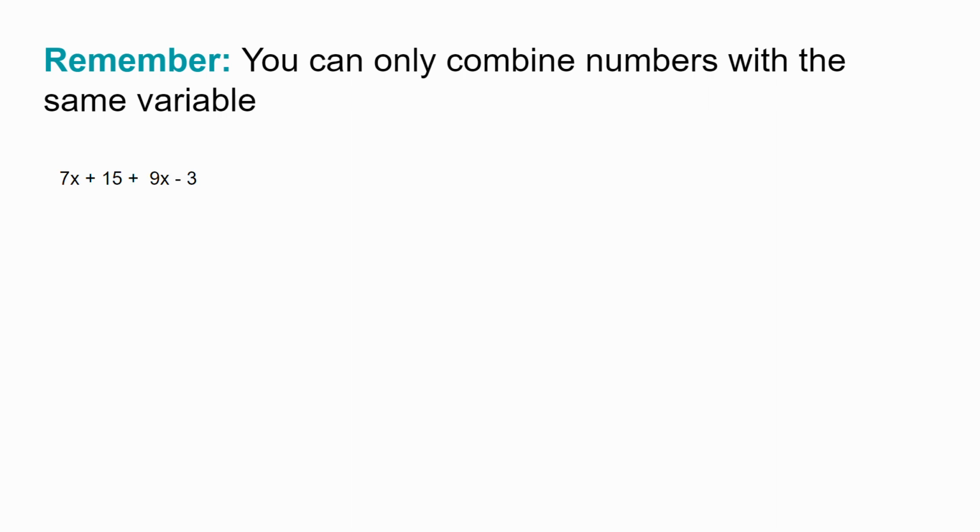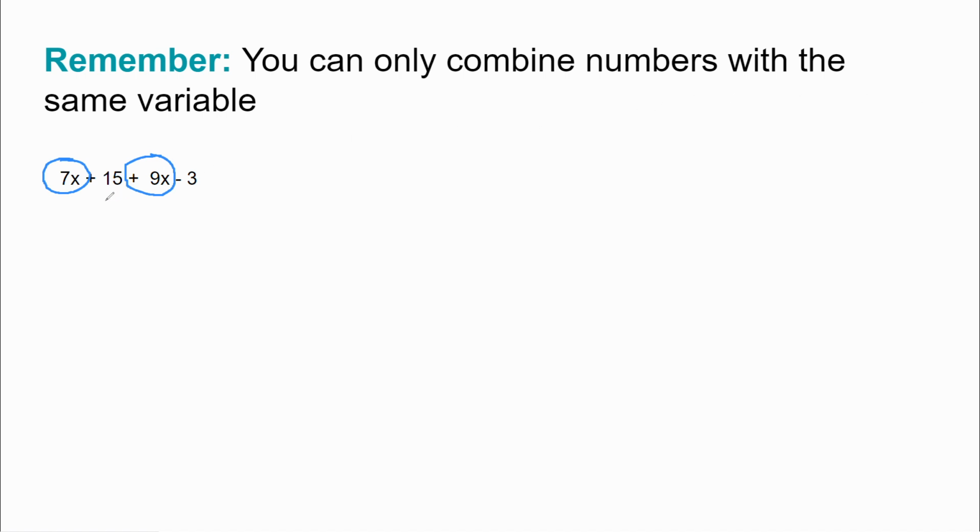So we have 7x plus 15 plus 9x minus 3. And we need to combine like terms. I always just start with whichever one is first. So I have 7x. And then I'm going to circle my other x's. So I have 9x. We've talked about in a previous lesson that the sign goes with the number after it. So we also circle the sign so we know if it's a positive or a negative.